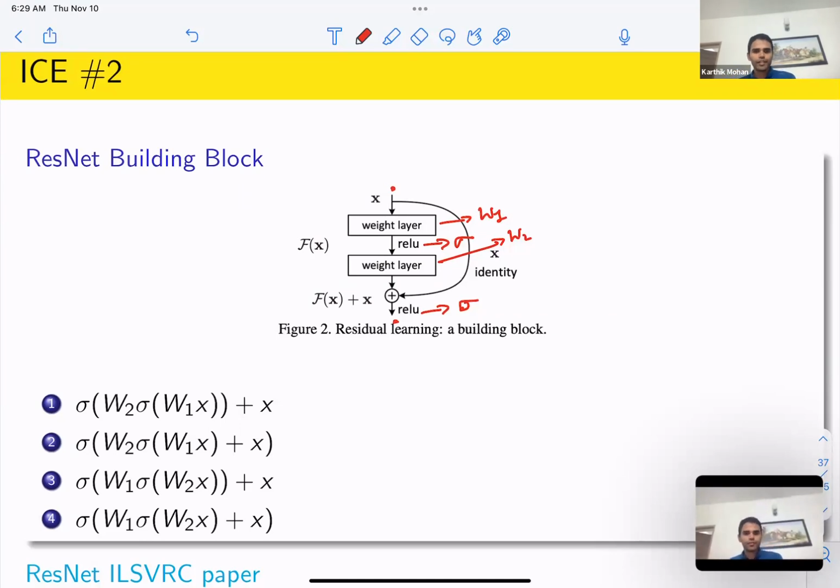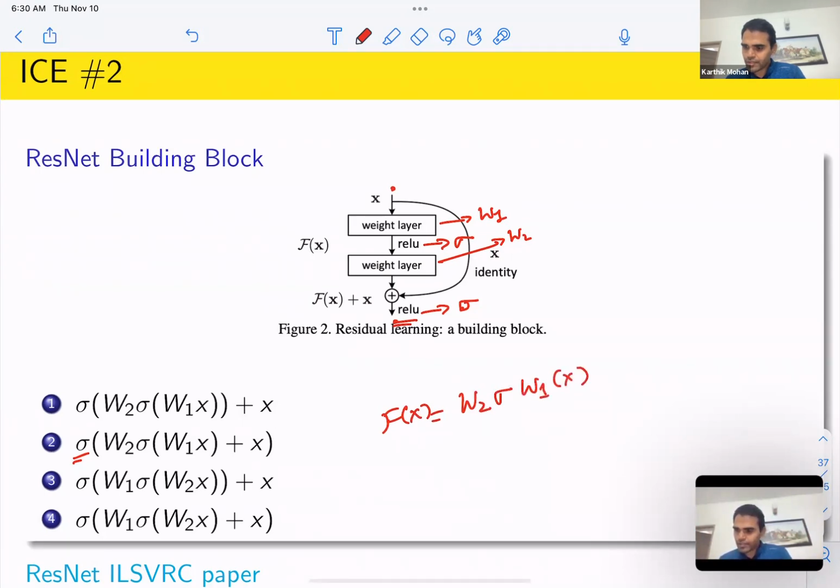Okay, so hopefully you had a chance to look at this. Yeah, this makes sense, right? Because your last transformation is a ReLU, so that's going to show up outside of everything else you've done. And then you have the summation of, so what is f of x here? It's W2 sigma W1 of x.